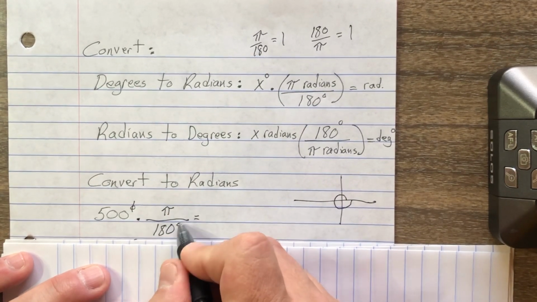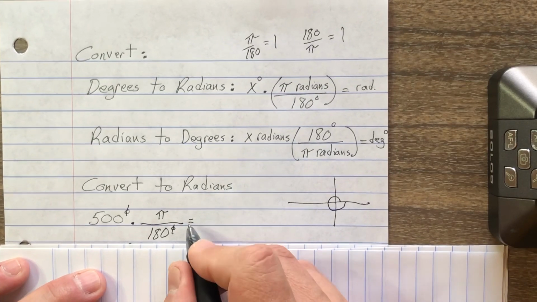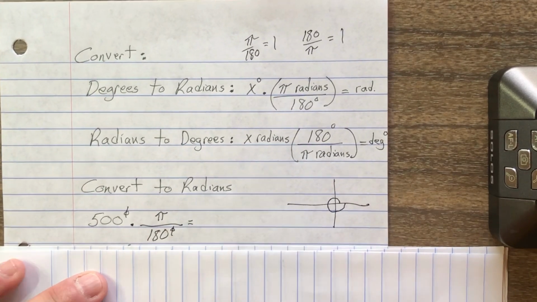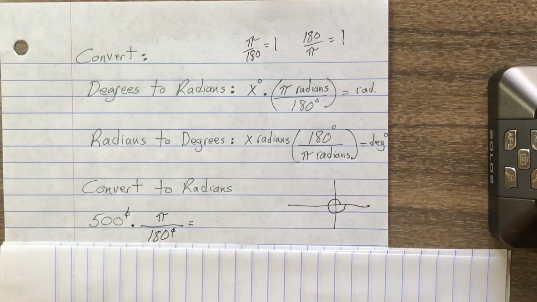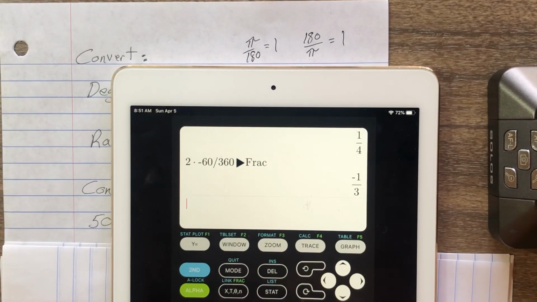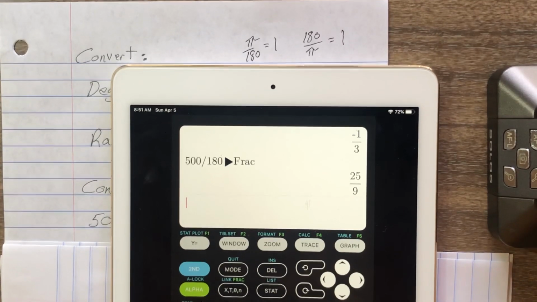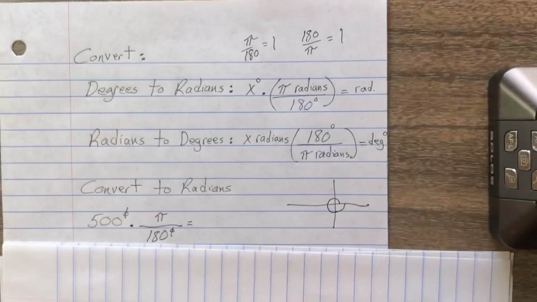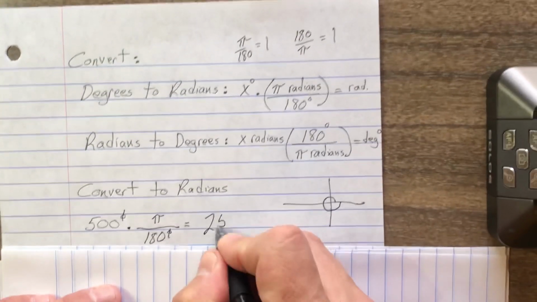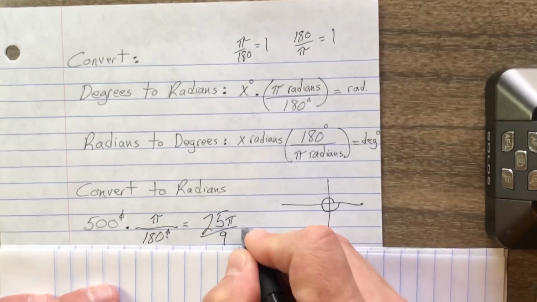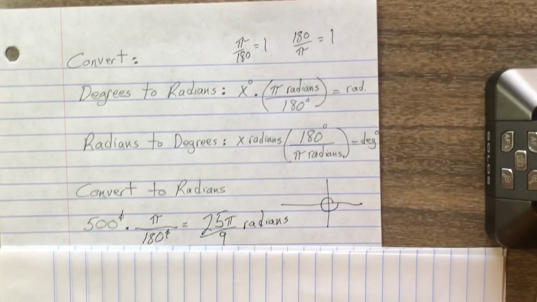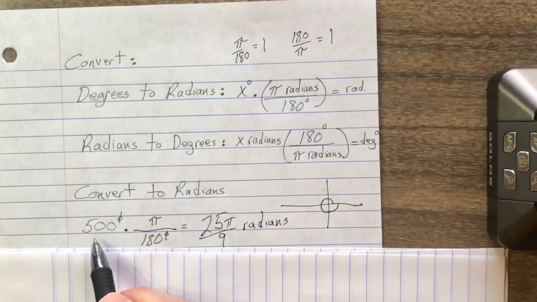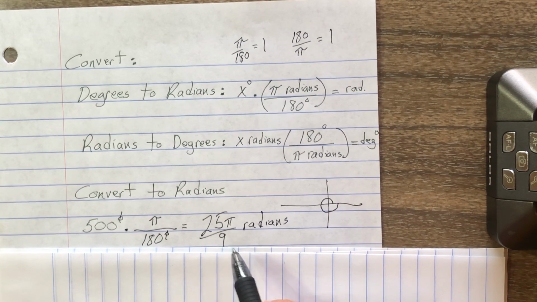What happens then, since you have degrees on top and degrees on bottom, they cancel out. And you're going to leave pi in your answer because most often pi is left in the answer for radians. So we really just need to figure out what's 500 divided by 180 as a fraction. So let's do that. 500 divided by 180 as a fraction is 25 over 9. So that means my answer is 25 pi over 9 radians. It's that simple. That's the answer. 500 degrees is the same as 25 pi over 9.